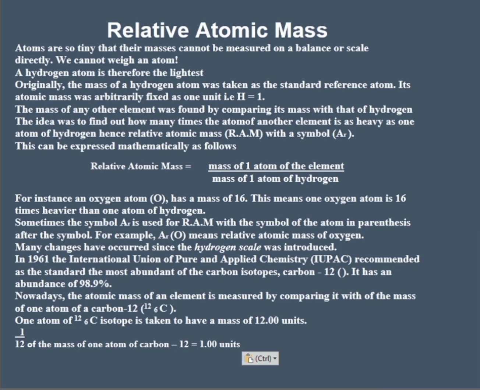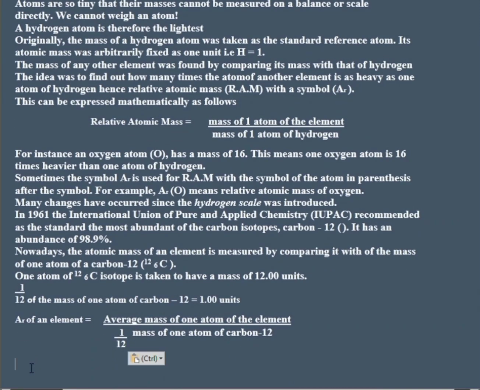To calculate the relative atomic mass of an element, this is the formula now in use at the moment. The relative atomic mass of an element will be the average mass of one atom of the element over 1/12 the mass of one atom of carbon 12.